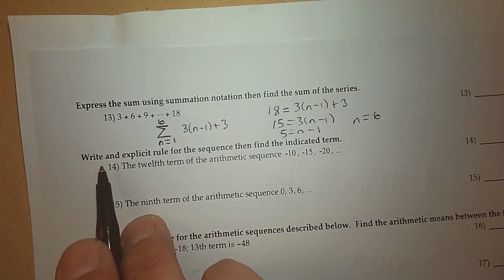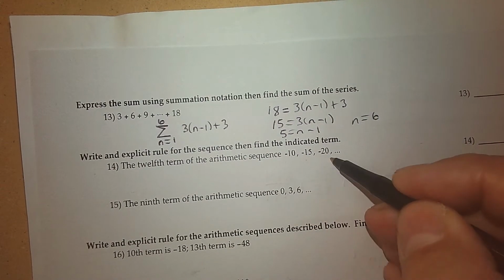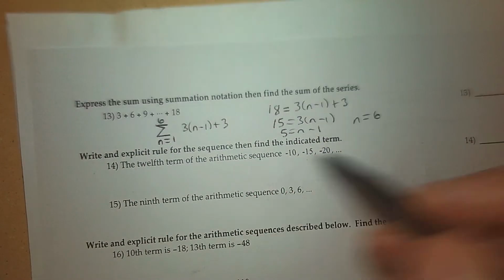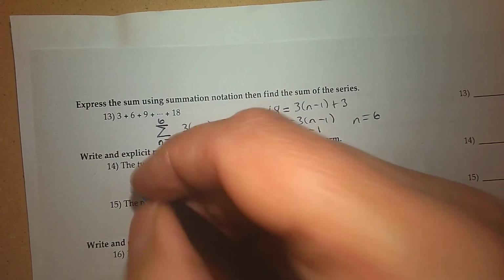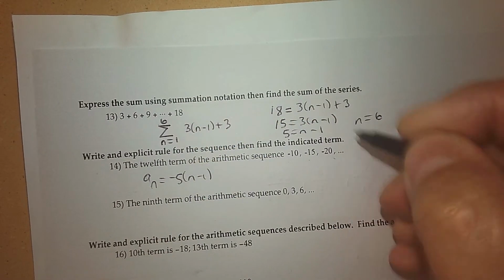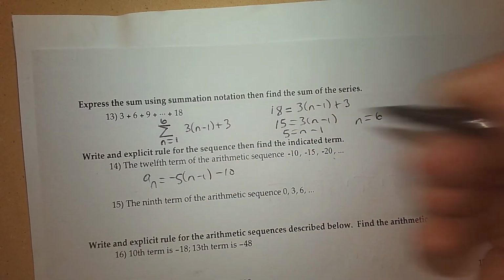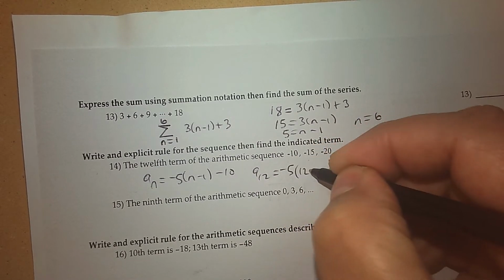Write an explicit rule, then find the indicated term. So here we have a sequence. We're told it's arithmetic. So notice that the common difference is negative 5. So the rule would be negative 5, n minus 1, minus 10, and then find the 12th term, just plug in 12, and solve it.